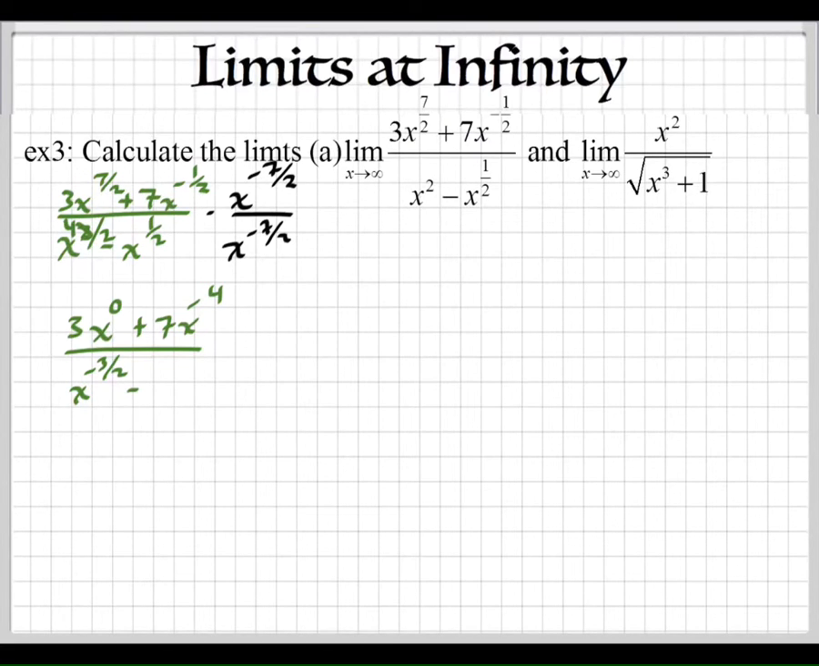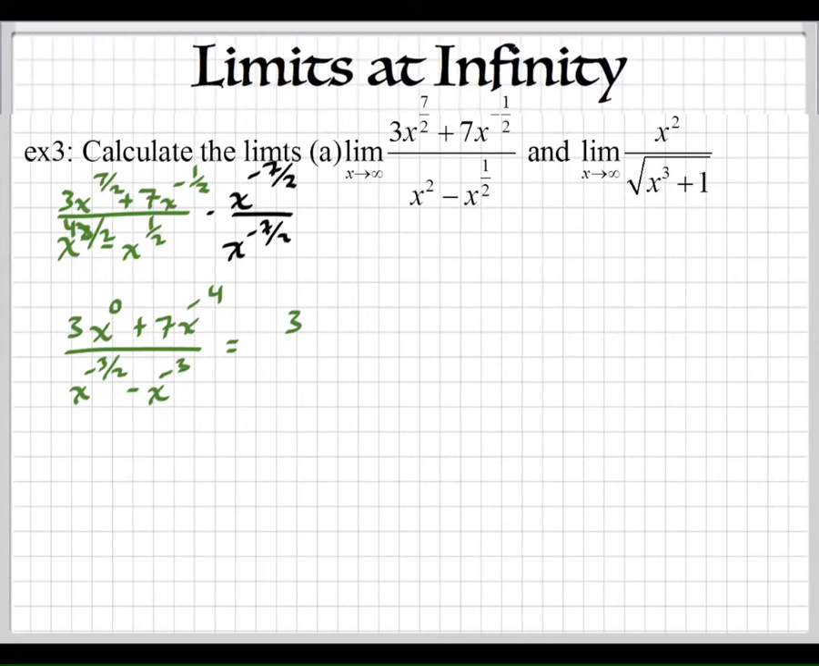And then we have minus, and this is going to be x to the negative 6 over 2. But what is negative 6 over 2? Negative 3. Okay. What's that? Yeah, well, not indeterminate, but undefined. Because, see, check this out.